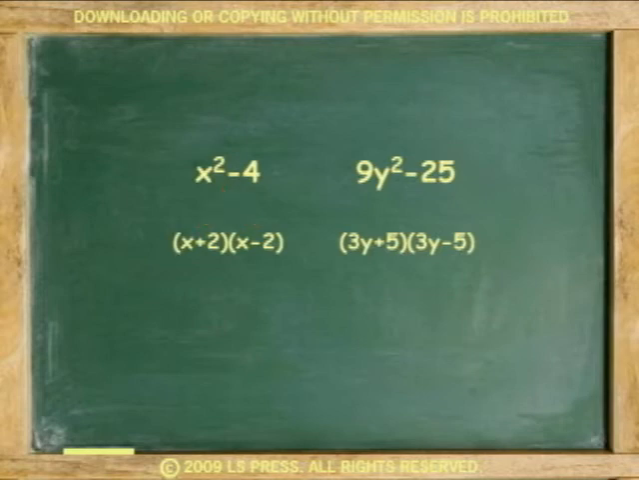The factors of the second example, 9y squared minus 25, are 3y plus 5 times 3y minus 5, because the square root of 9 is 3, the square root of y squared is y, and the square root of 25 is 5. Another example, factor 49a squared minus 100. Answer, 7a plus 10 times 7a minus 10, because the square root of 49 is 7, the square root of a squared is a, and the square root of 100 is 10.